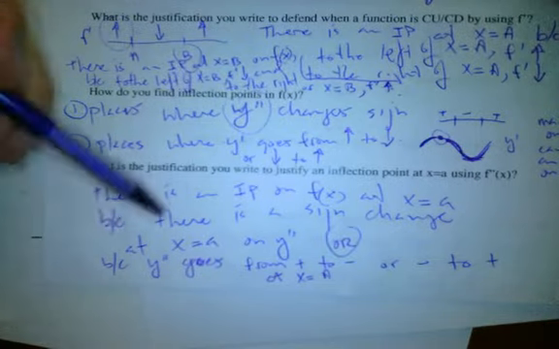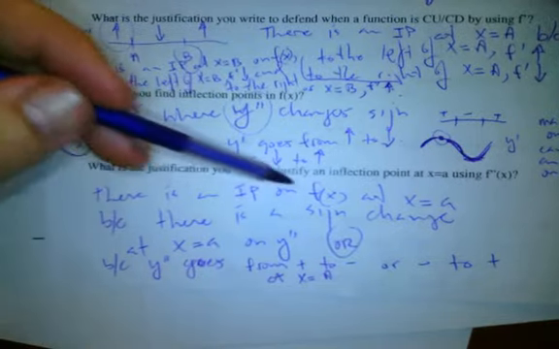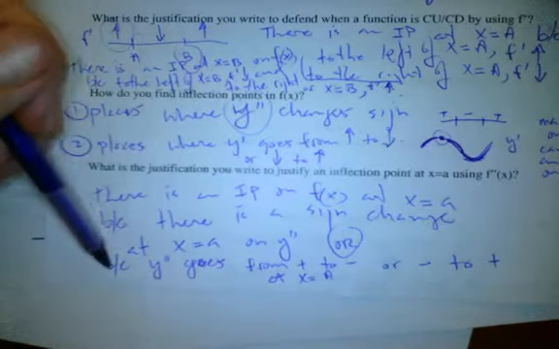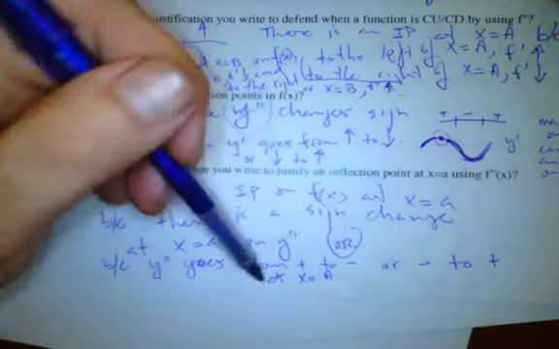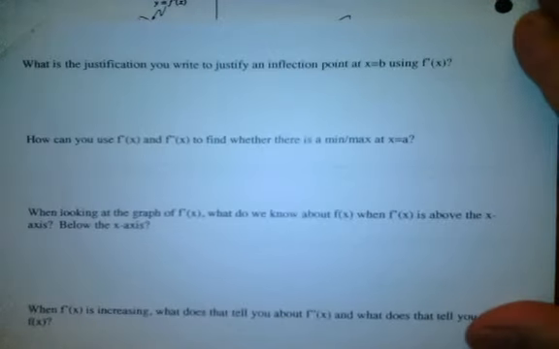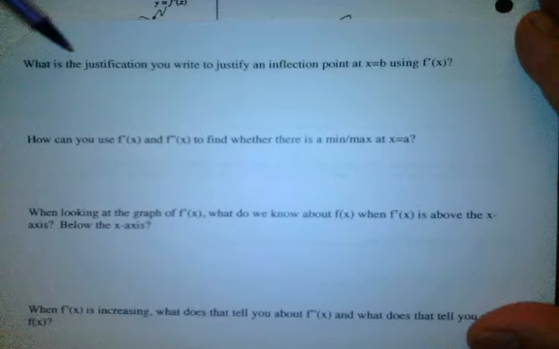Okay, there's an inflection point on f of x at x equals a because there's a sign change at x equals a on y double prime. Or we could say there's an inflection point on f of x at x equals a because y double prime goes from positive to negative or negative to positive at x equals a.